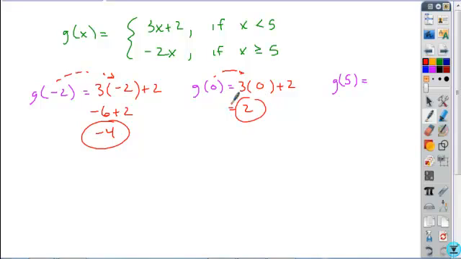And then finally, the 5, does that fall into the top or the bottom interval? Now it's greater than or equal to 5, so at that point we switch over. Negative 2 times the placeholder value, which is 5. And if we evaluate that, we get our solution.